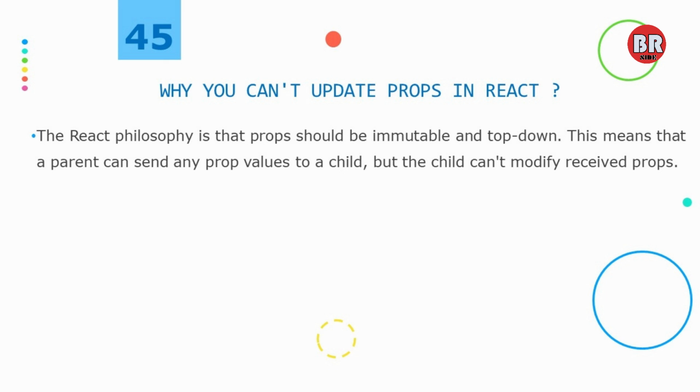Why can't you update props in React? The React philosophy is that props should be immutable and top-down. This means that a parent can send any prop values to a child, but the child can't modify received props.